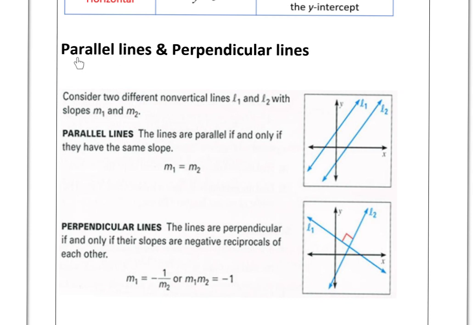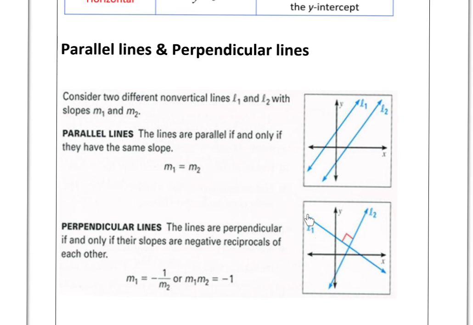Also, you should know that if you have parallel lines, like L1 and L2, they have the same gradient, the same slope. So the slope of the first line equals the slope of the second line. Parallel lines have the same gradient. So if L1 is parallel to L2, this means M1 equals M2.